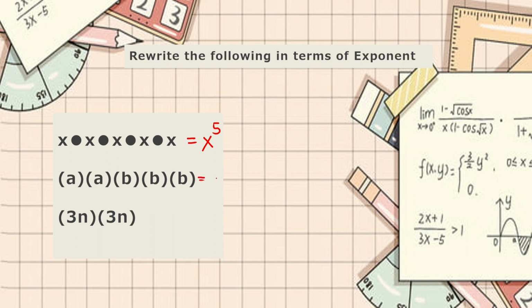Next, we have 2a, so that is a raised to 2 and b raised to 3. Next, if we're going to write this in terms of exponent, that is actually 3 times n raised to the second power. But then, we know that 3 times 3 here is 9. So the answer is 9n raised to the second power, or simply 9n squared.